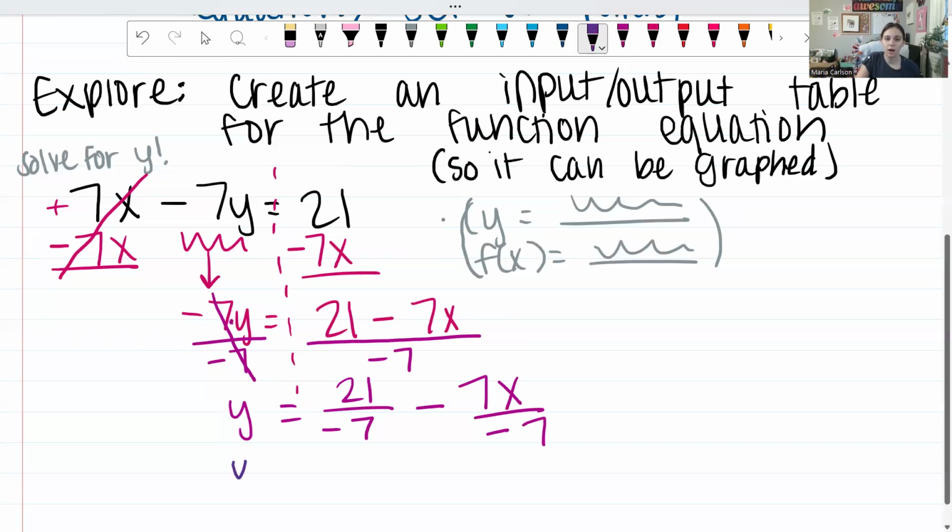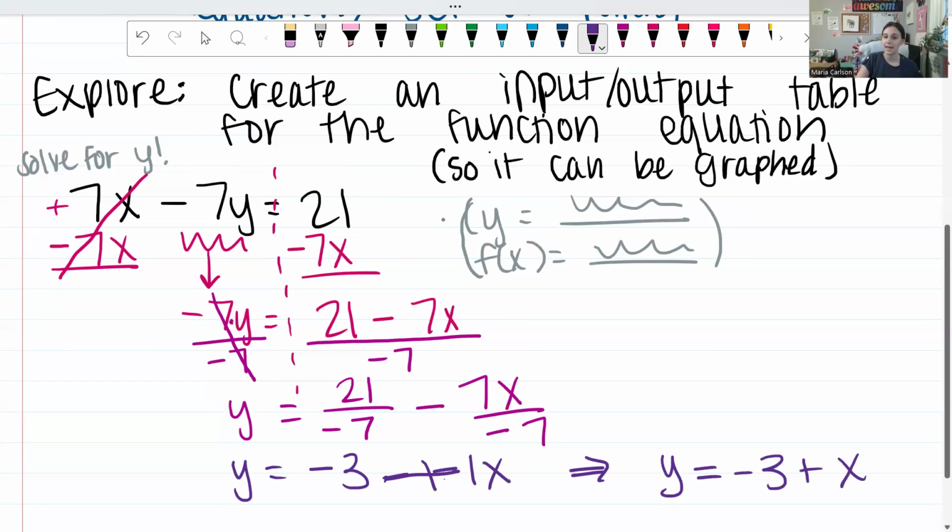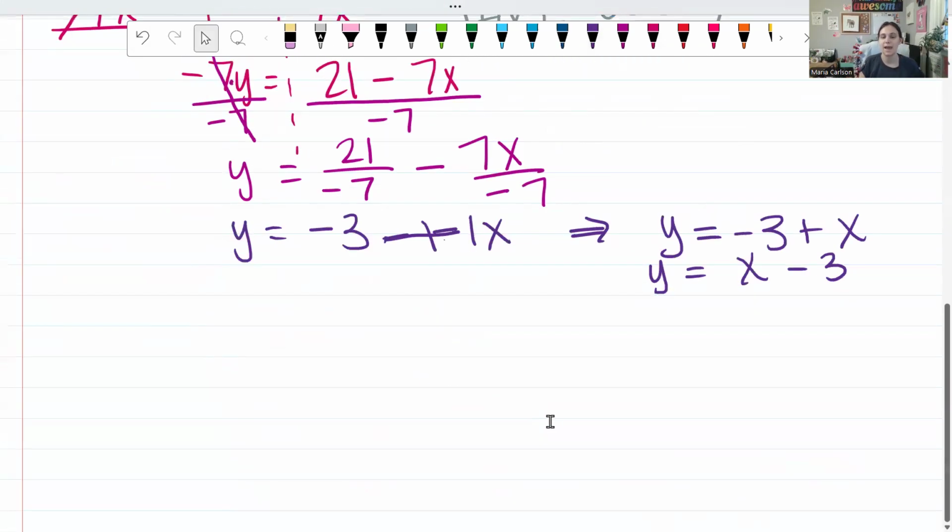Now, just dividing, y is going to be equal to 21 divided by -7 is -3, minus 7x divided by -7 is -1x, and minus a negative is really just a plus. So altogether, this equation is y is equal to -3 plus 1x, or just x. And we could even go as far as rearranging these terms and make it y is equal to x plus -3, or y is equal to x minus 3, because I can always flip terms when I'm adding.